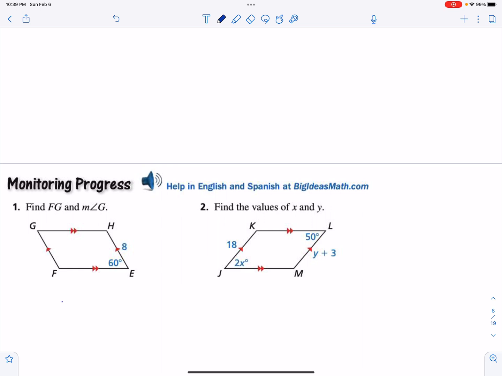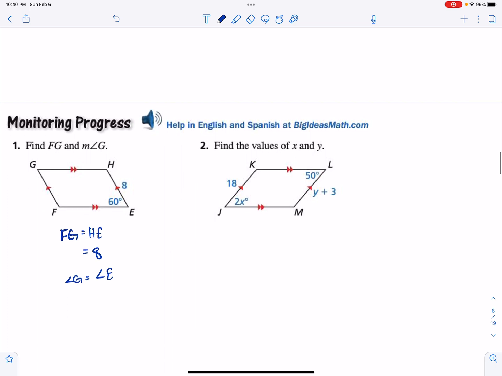So FG, again, FG is opposite HE, so those are equal. So we know FG has to be equal to 8. And then for the measure of G, we know angle G has to be equal to angle E, because that's what it's opposite. So we just get 60 degrees. Again, we can set these up. So my variable X is at angle J. Angle J has to be equal to angle L. J is equal to 2x. Angle L is equal to 50. We can divide by 2 and solve, and we get X is equal to 25.